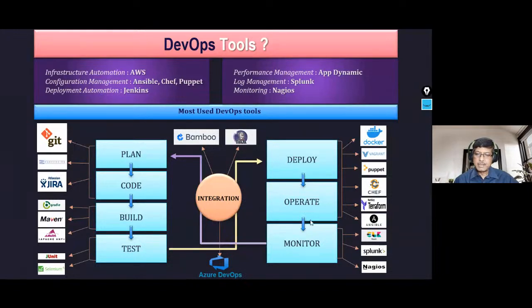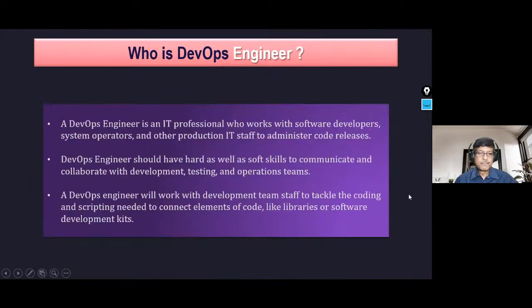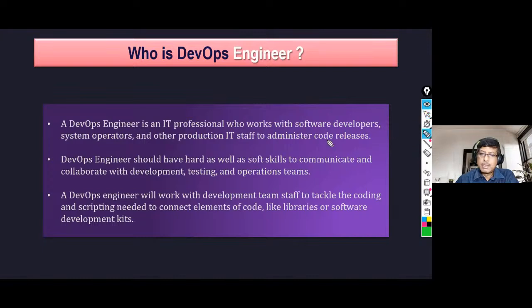So we have seen this diagram. So who is a DevOps engineer? A DevOps engineer is an IT professional who works with the software developers, system operators, and other production IT staff to administer code releases. So basically, a DevOps guy will work with every part of the software lifecycle: developers, the operations team, the production team, administrators for code releases. This is the main purpose.